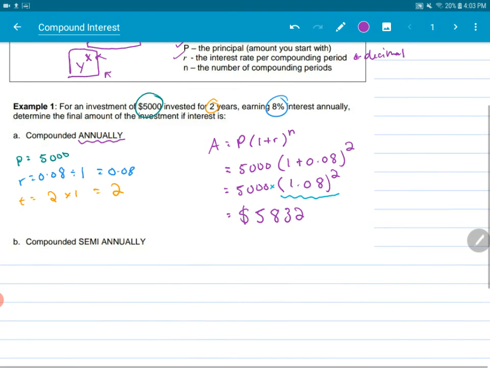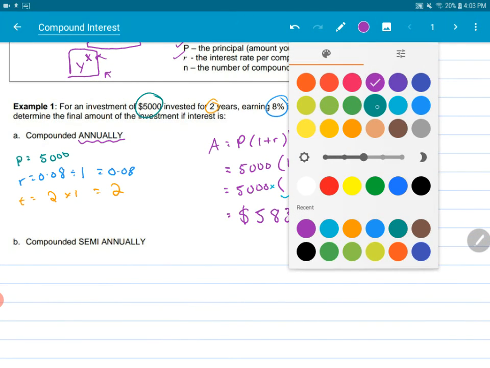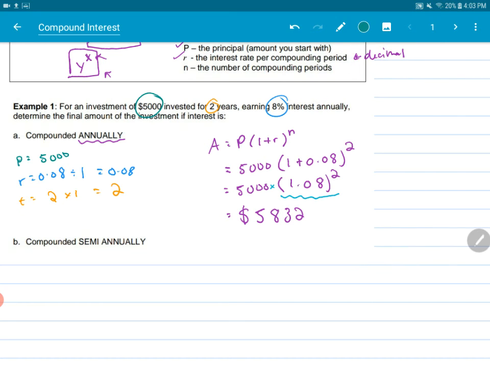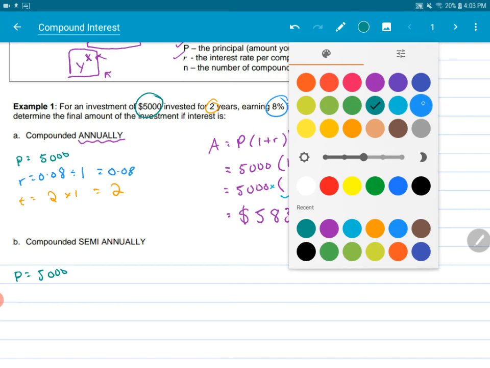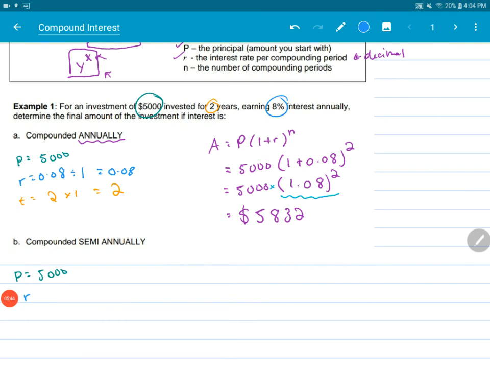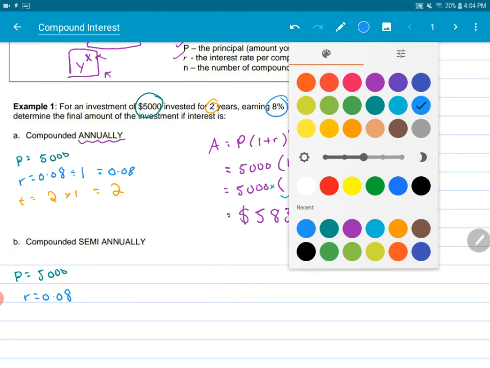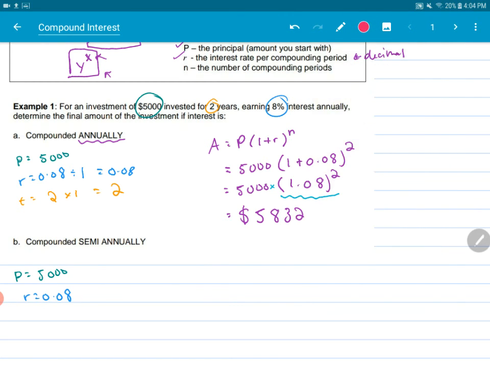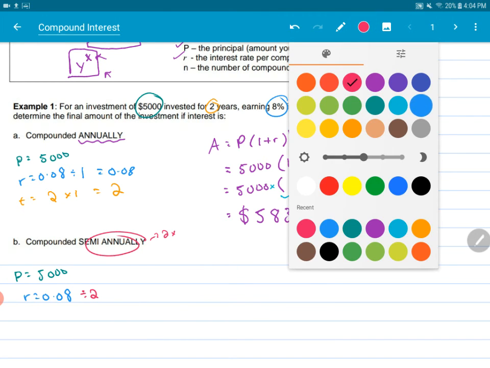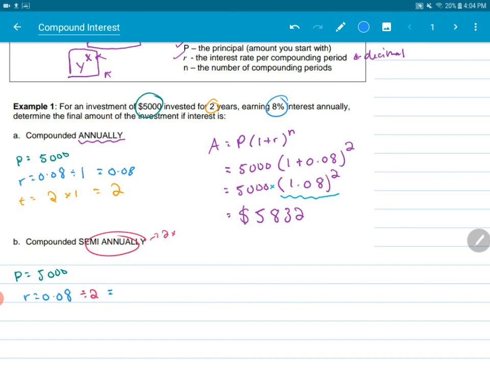Okay, so let's try this again for part B, which is now semi-annually. So the principal stays the same. It's always going to be 5,000 for the situation. Our rate here is 0.08, right? But it's compounded semi-annually. So let's emphasize this here. Semi-annually means 2 times a year. So that means that our rate, we have to divide it by 2. So we'll put that over here and say it is now 0.04, the rate that we want to put into our formula.